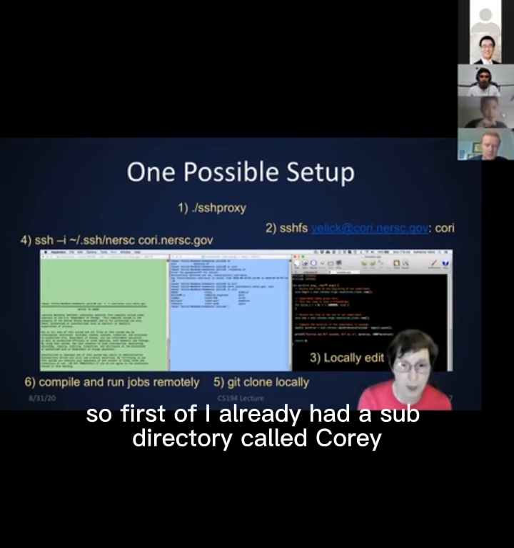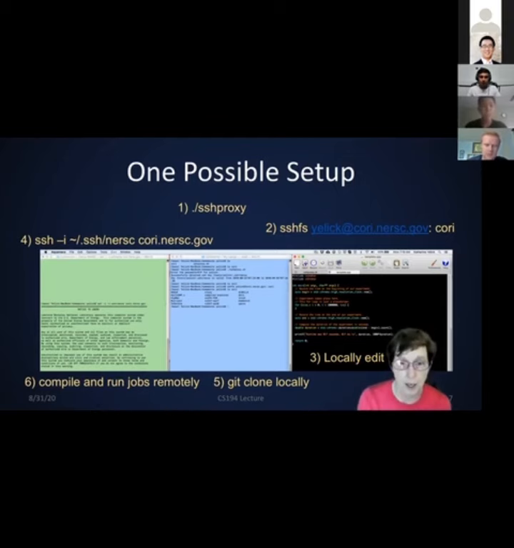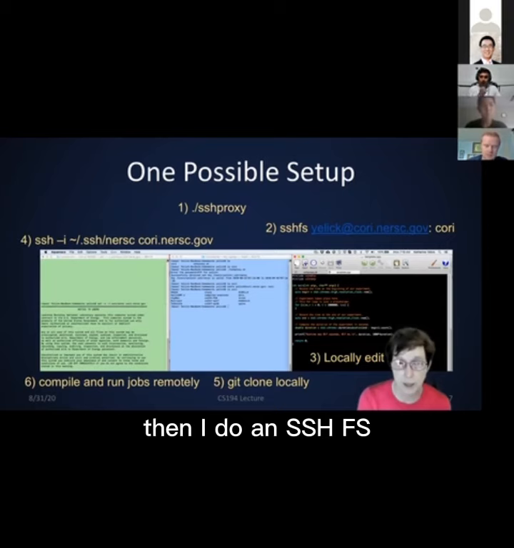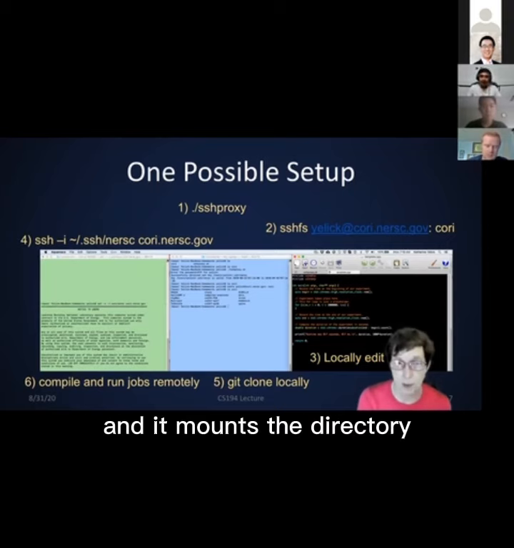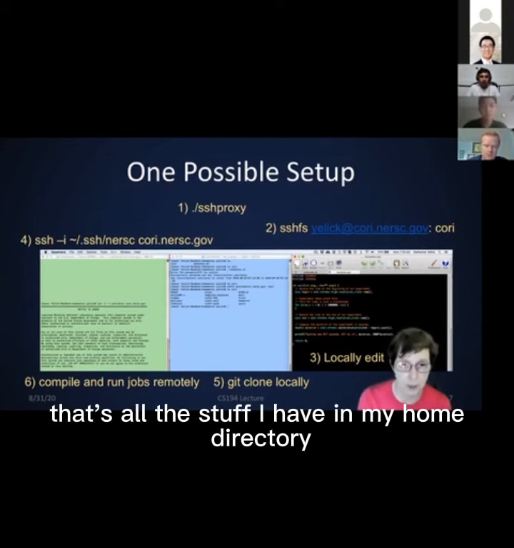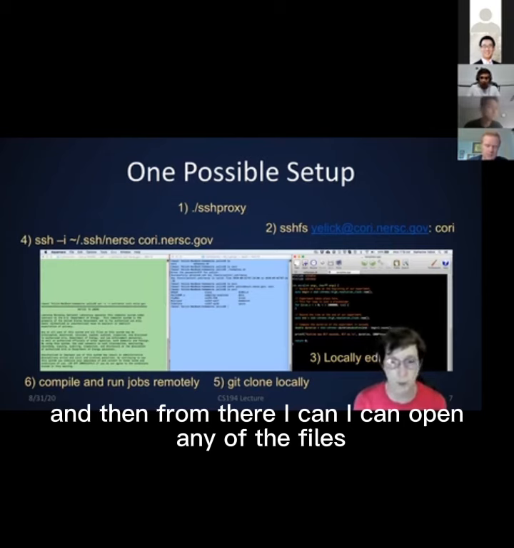So first of all, I already had a subdirectory called Cori. There was nothing in it. So when I first do an LS on Cori, it's empty. Then I do an SSHFS, and it mounts my home directory from Cori into this subdirectory called Cori. That's all the stuff I have in my home directory. And then from there, I can open any of the files.